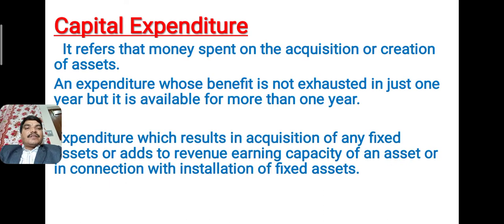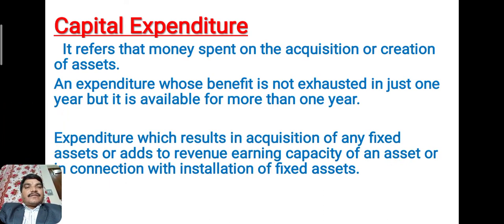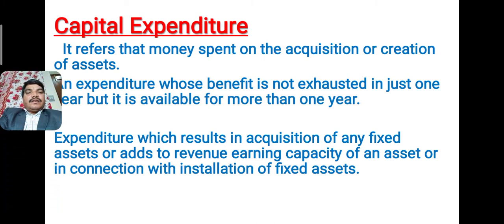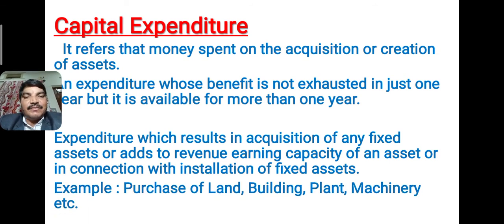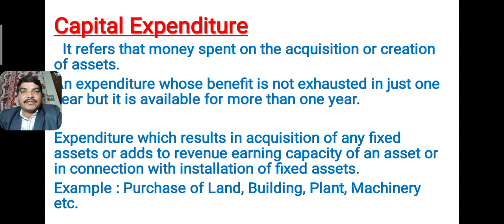Any expenditure which results in the acquisition of any fixed assets, or adds to the revenue earning capacity of an asset in connection with the installation of fixed assets, is called capital expenditure. Any expenditure for installing or acquiring fixed assets or increasing the earning capacity of a capital asset is treated as capital expenditure. For example, purchase of land, building, plant, machinery, equipment, etc.